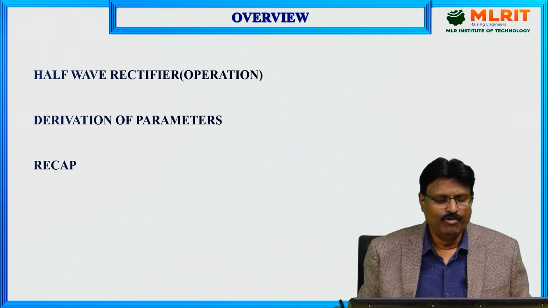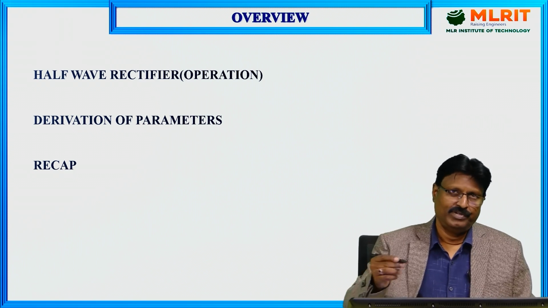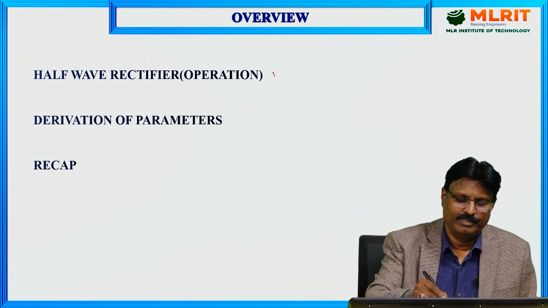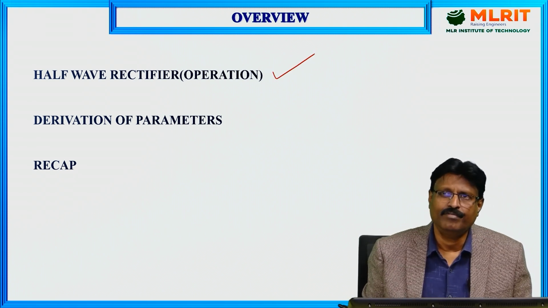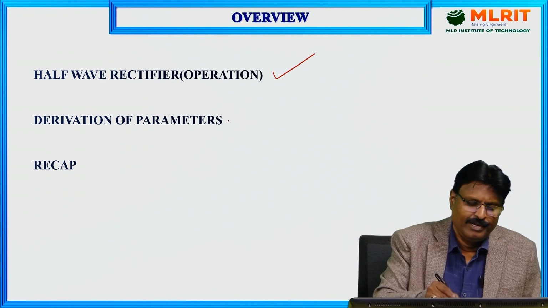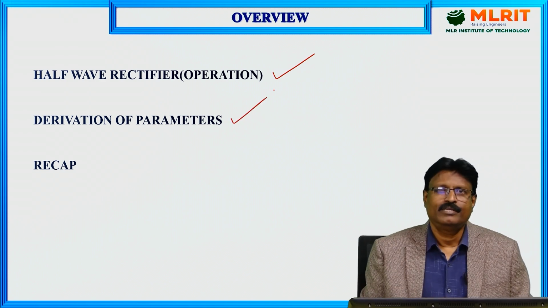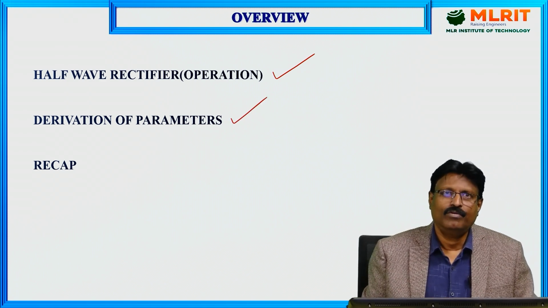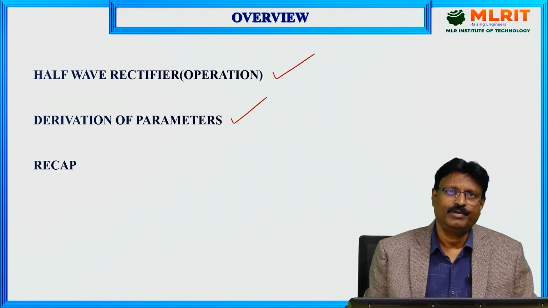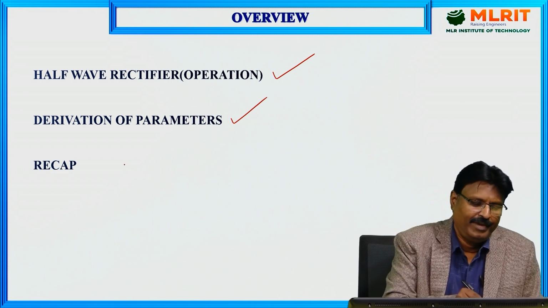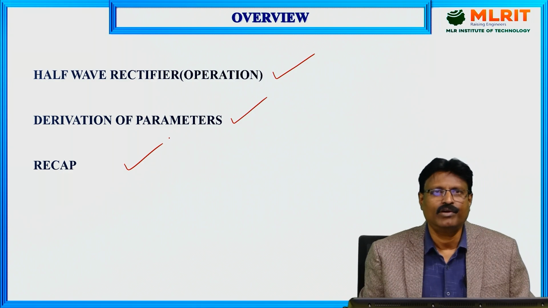And the overview of my presentation goes on like this. First, I will be saying about the circuit diagram and operation of the half-wave rectifier. And then I will be deriving the parameters of the half-wave rectifier which judge the performance. One by one I will be deriving, and finally I will be recapping the things whatever I discuss.